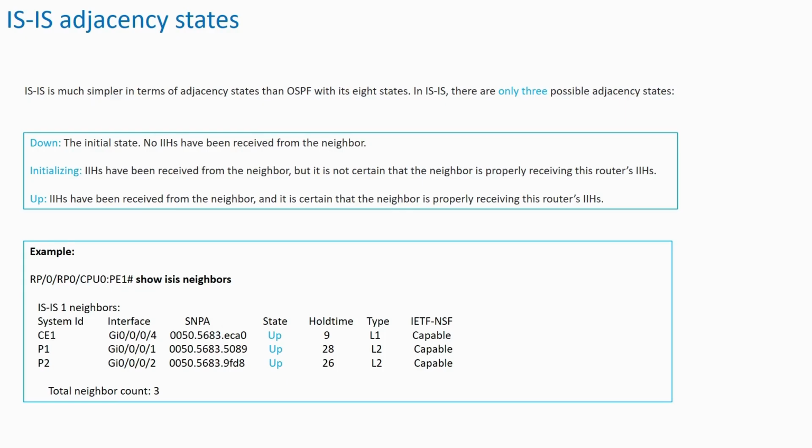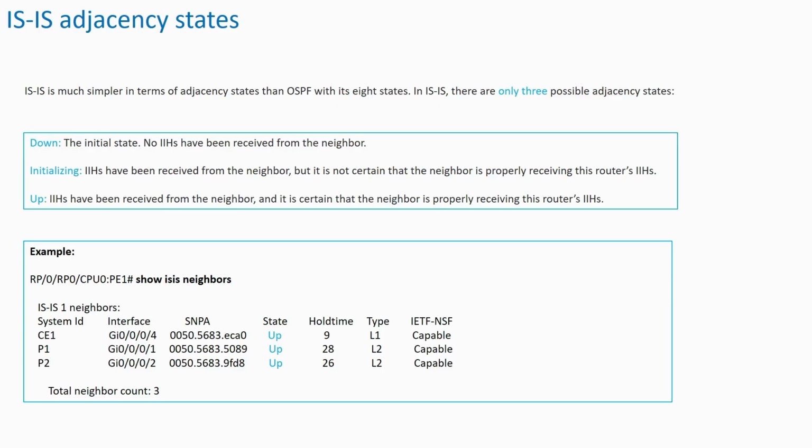Now that we know the different types of packets defined by ISIS, let's have a look at the different adjacency states used by ISIS. ISIS is much simpler in terms of adjacency states than OSPF with its 8 states. In ISIS, there are only 3 possible adjacency states. The first is down state. Down state is the initial state in ISIS adjacency. No IIH or ISIS hellos have been received from the neighbor in this state.